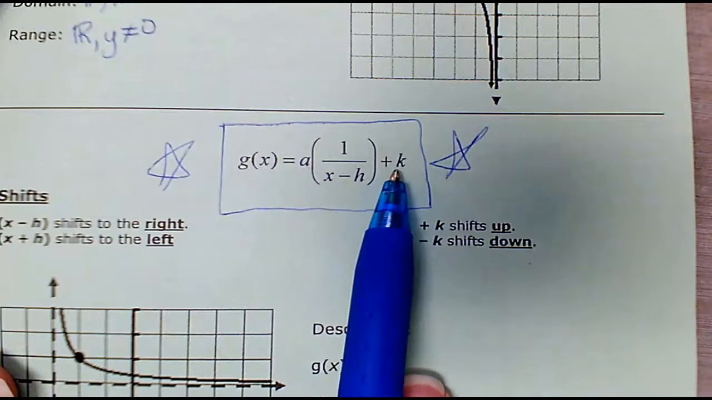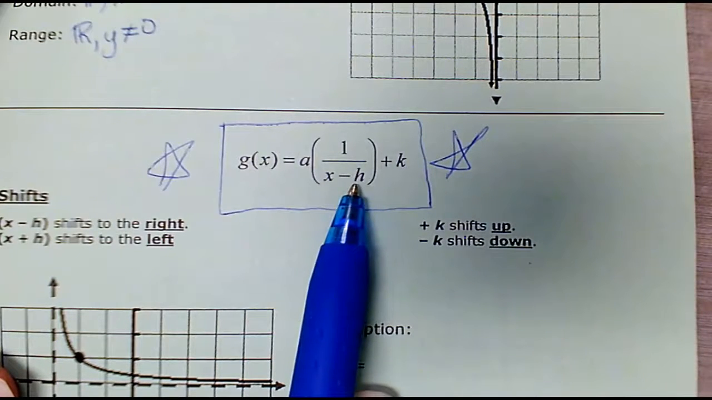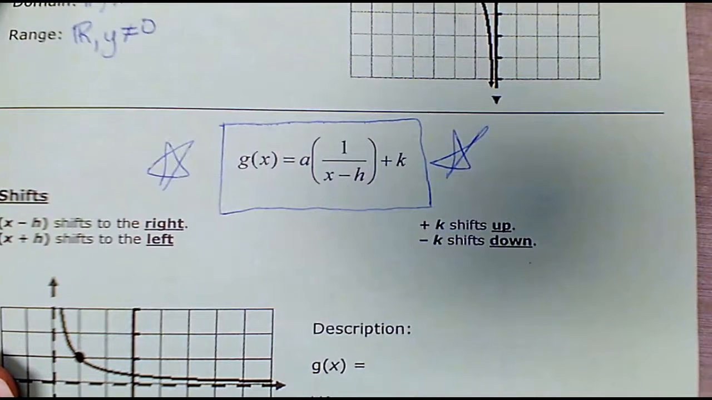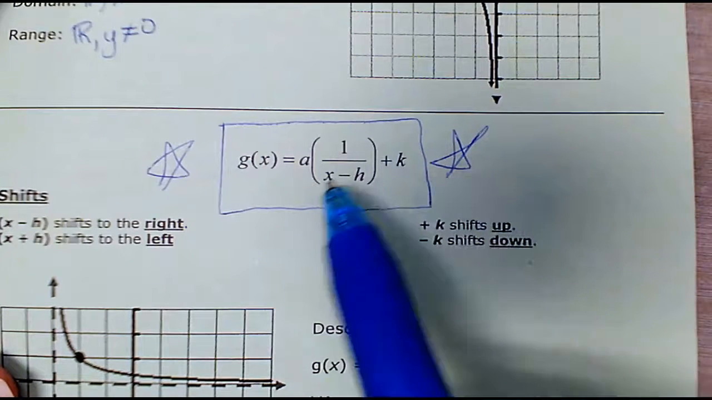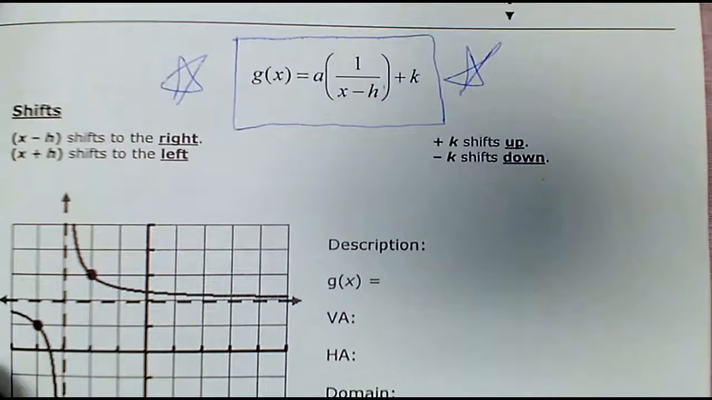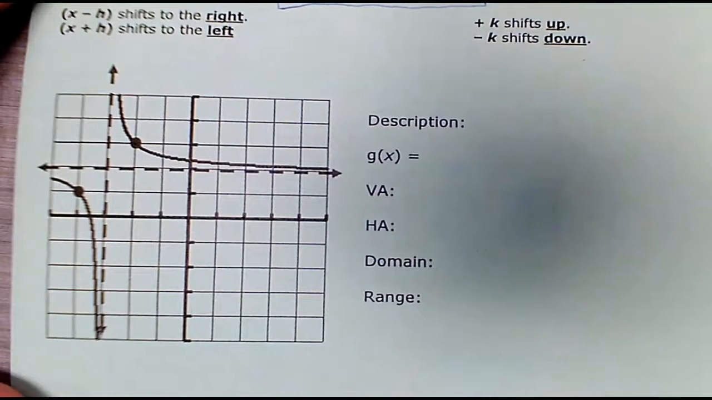It's always plus K on the outside and times A in the front. And the H is always with the X, and it's always the opposite. Like, it's all the same things. The only difference is this is in the denominator now because it's a rational function. So I'm going to move this down a little bit. Let's talk about the changes that are happening.